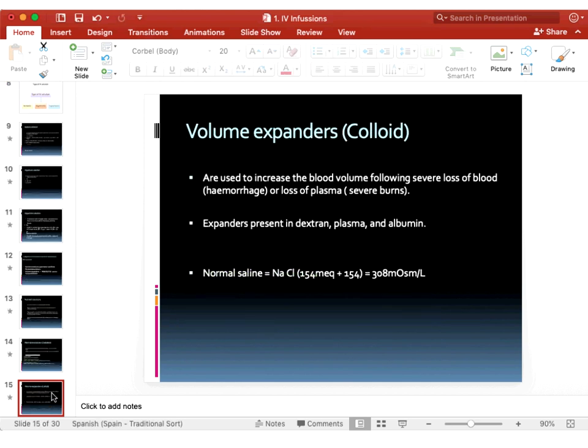Now, this is what I just told you. This is for class purposes only. You're not going to use volume expanders. The other ones are the so-called colloids.